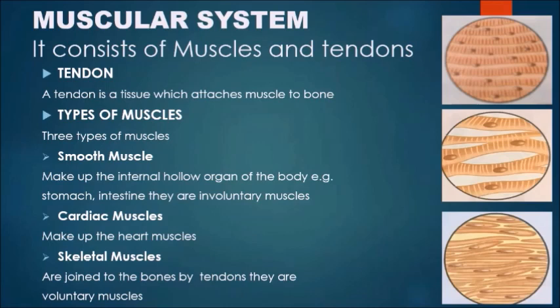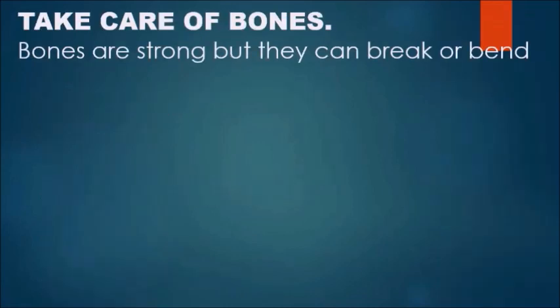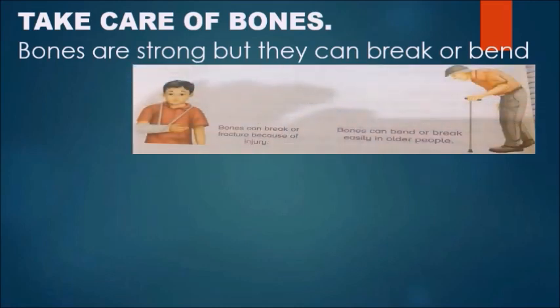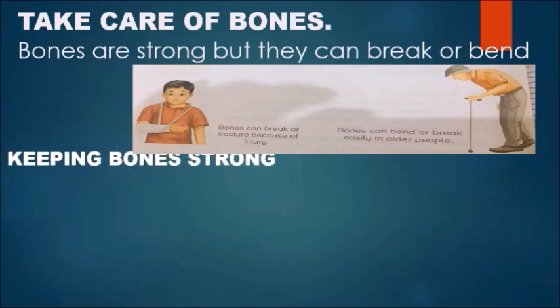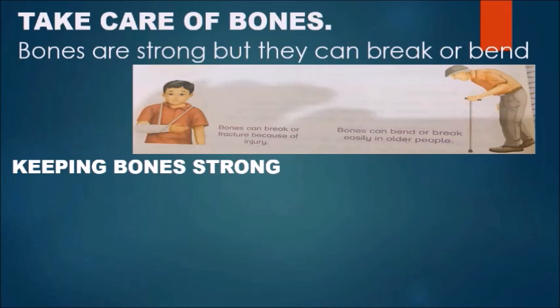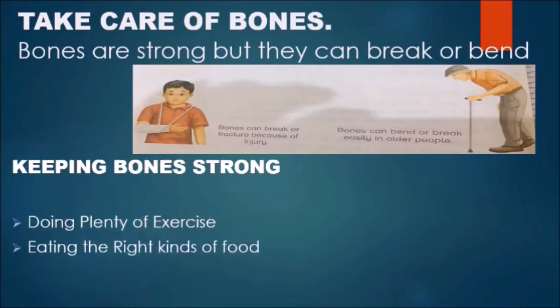Take care of bones. Bones are strong, but they can break or bend. Bones can break or fracture because of injury. Bones can bend or break easily in older people. Keeping bones strong. How can we keep our bones strong? By doing plenty of exercise, eating the right kind of food, and eating calcium-rich food like yogurt, cheese, and milk.